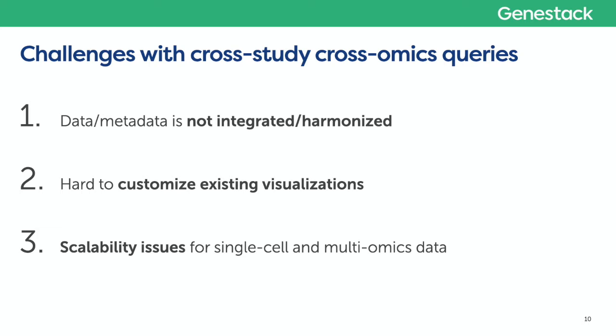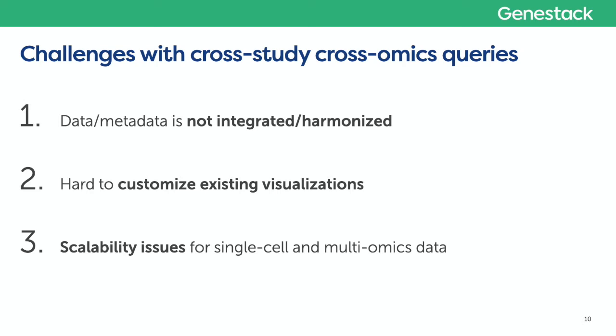We've been talking about the three major challenges researchers have been facing. And the third challenge is to perform cross-study, cross-omic queries. This is mainly related to the previous two challenges I've mentioned. For example, data and metadata are not integrated properly. And also often, some systems are not capable of providing customized options for existing visualization and analytics application development, or it is really hard to scale up against single-cell or population-based data.